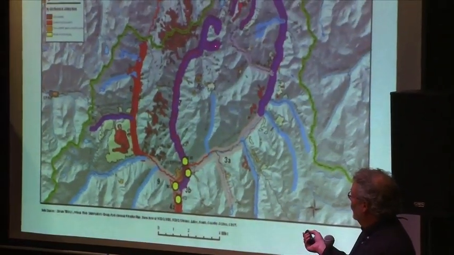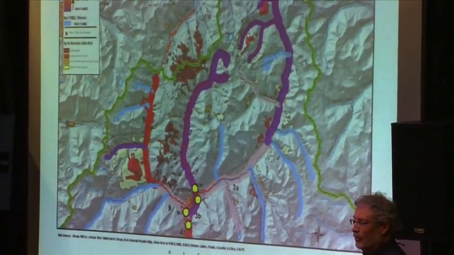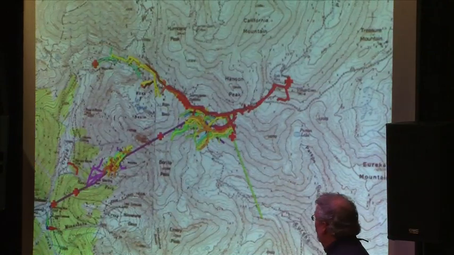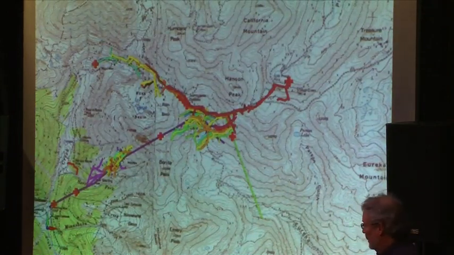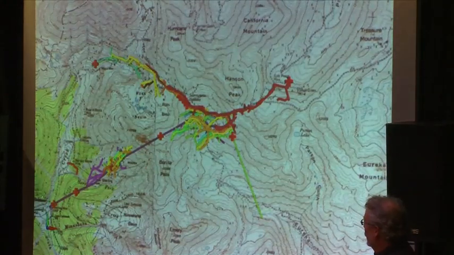The area I'm going to talk a little bit about here is this C, this kind of area where the C is up here at the top. We call it Upper Cement Creek. Upper Cement Creek in the middle here, this area, this is where Upper Cement Creek is, way over here on one side.